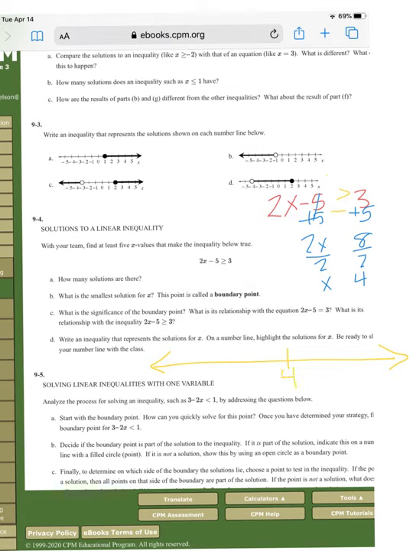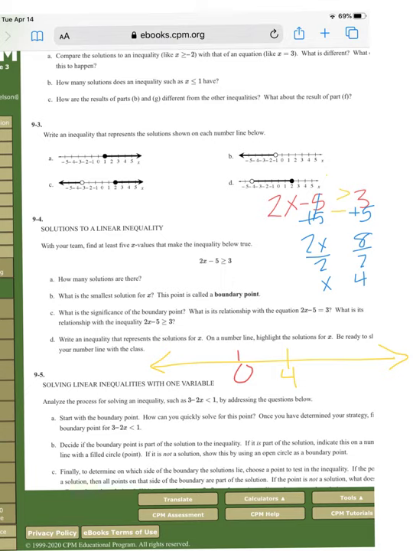What this means is either all the numbers up to that point are going to be correct, and then the numbers above it are going to be incorrect. So either these are all right, and then the ones above it are not, or it means that all the numbers above it are correct and all the numbers below it are not. So, what you want to do is go back to your original inequality and just test a number. I almost always am just going to try 0 because it's an easy one to plug in.